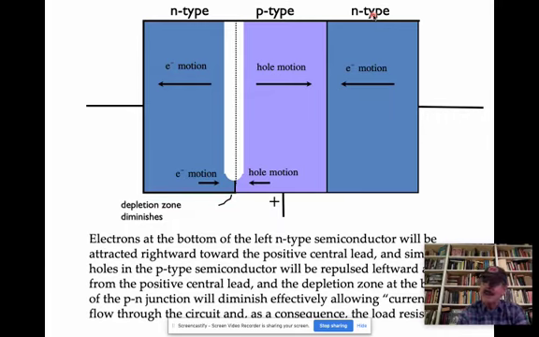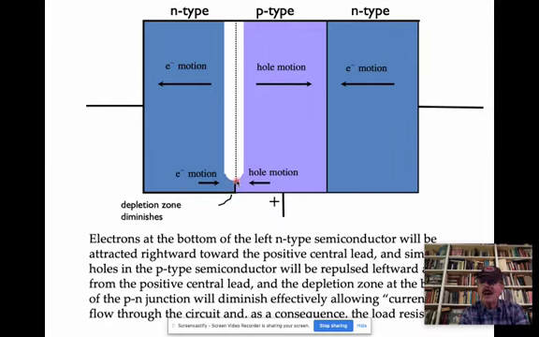So for an NPN transistor, if you make this terminal electrically positive, what will happen is that the holes in the P-type semiconductor in this region will be repelled by the positiveness. And the electrons will be attracted. And what will happen is that they will combine and the depletion zone will diminish through here.